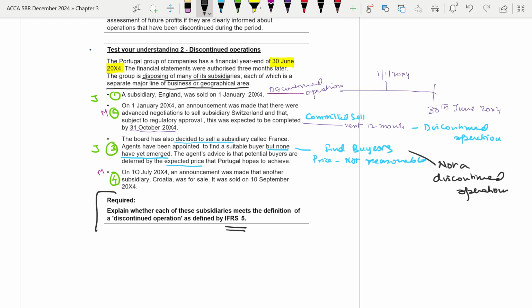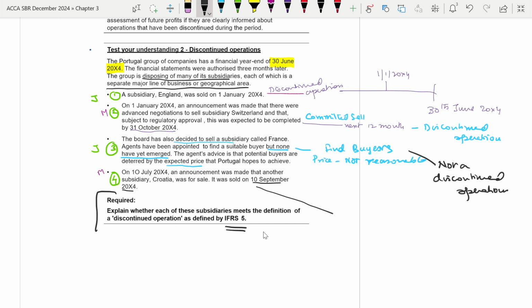Because the announcement was post year end. An announcement was made that another subsidiary was for sale. It was sold on 10 September 2004. Is it discontinued or not discontinued? No, it doesn't meet the criteria. Can you tell me one or two reasons? Because the announcement was made post year end.